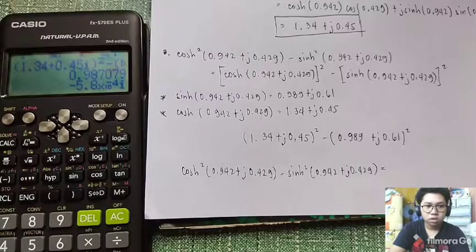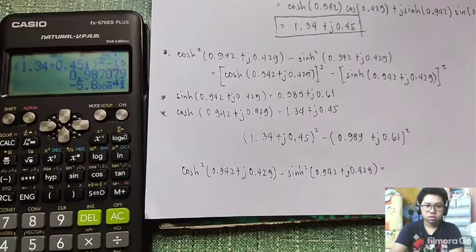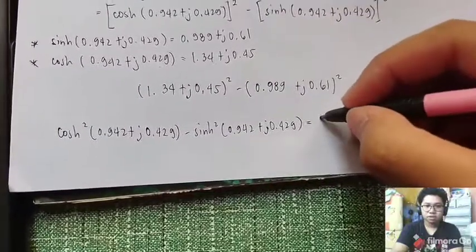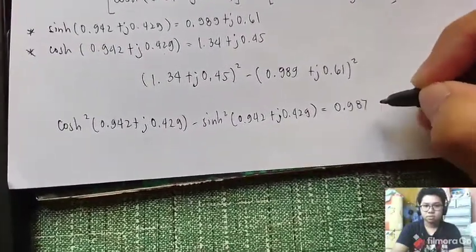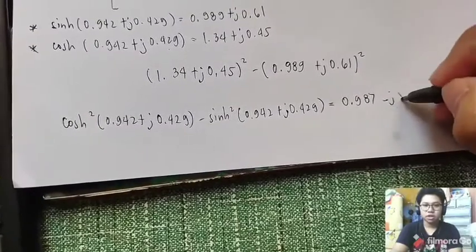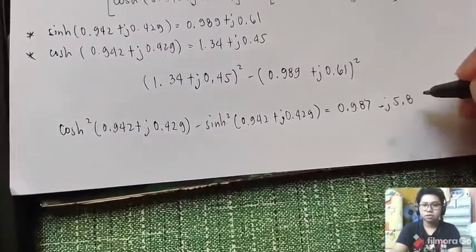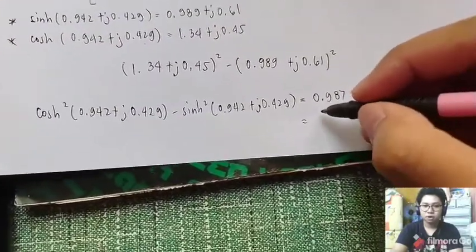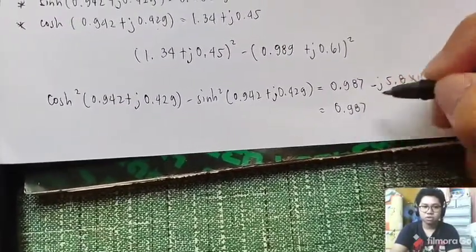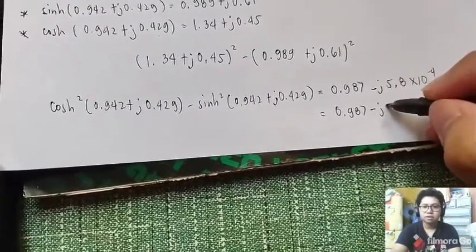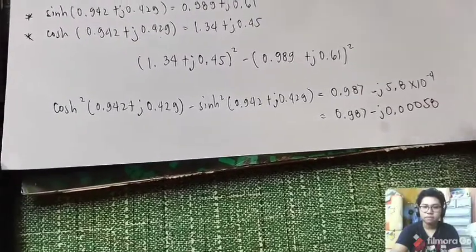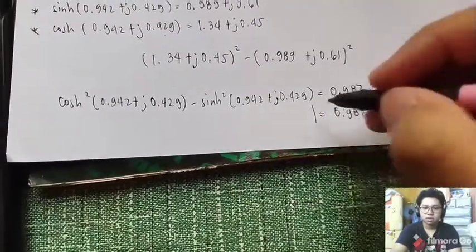And using our calculator in complex and radian mode, the difference is now 0.987 minus j5.80 times 10 raised to negative 4, or equal to 0.987 minus j0.00058. And that is the value.